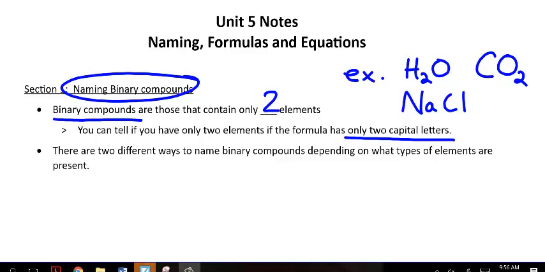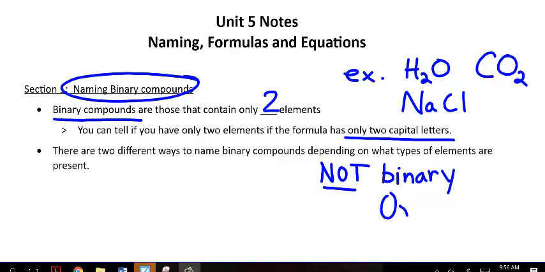Okay? Things that are not binary compounds are things that don't have two capital letters, like O2. That's just elemental oxygen, okay? Or KNO3, that's potassium nitrate. That has 1, 2, 3 capital letters. So these things are not binary.